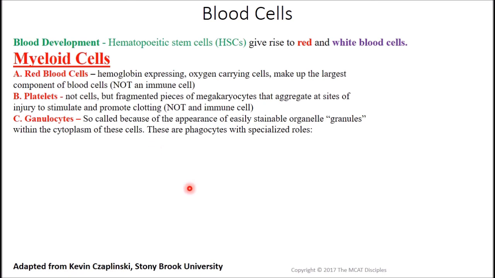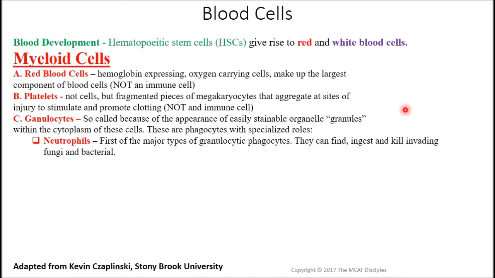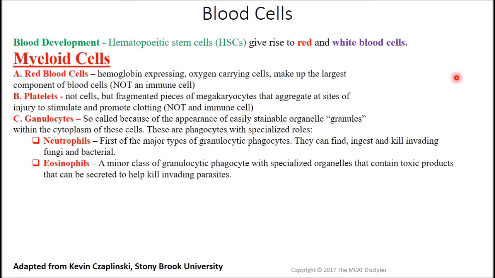Granulocytes are so called because of their appearance and easily stainable organelle granules within the cytoplasm of these cells. And these are phagocytes with specialized roles. Okay. You got the neutrophils, which are the first major type of granulocytic phagocytes, and they can find, ingest, and kill invading fungi and bacteria. The eosinophils are a minor class of granulocytic phagocytes with specialized organelles that contain toxic products that can be secreted to help kill invading parasites.